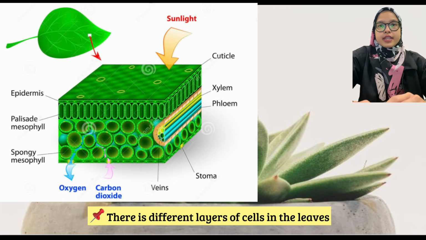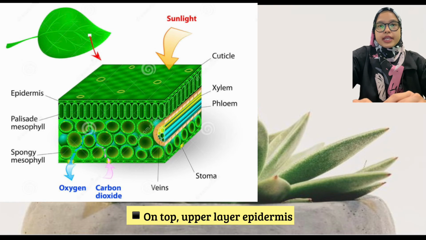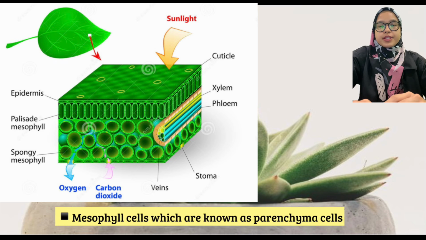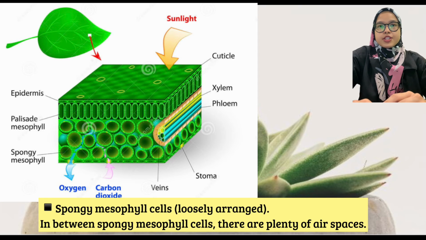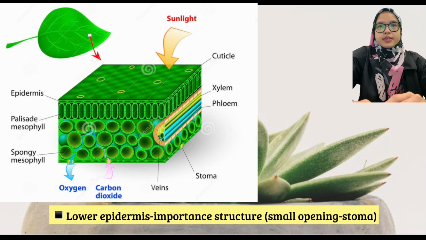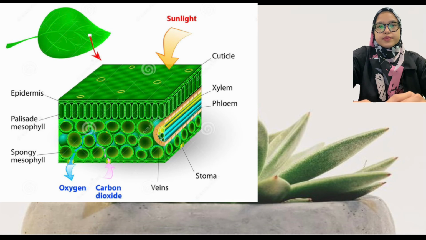The last part is the movement of water from leaf to atmosphere. There are different layers of cells in the leaves. On top is the upper layer epidermis, followed by mesophyll cells, which are known as parenchyma cells. The next one is the spongy mesophyll cell, which is loosely arranged. In between the spongy mesophyll cells, there are plenty of air spaces. The next one is the lower epidermis, which is an important structure, consisting of small openings called stomata.